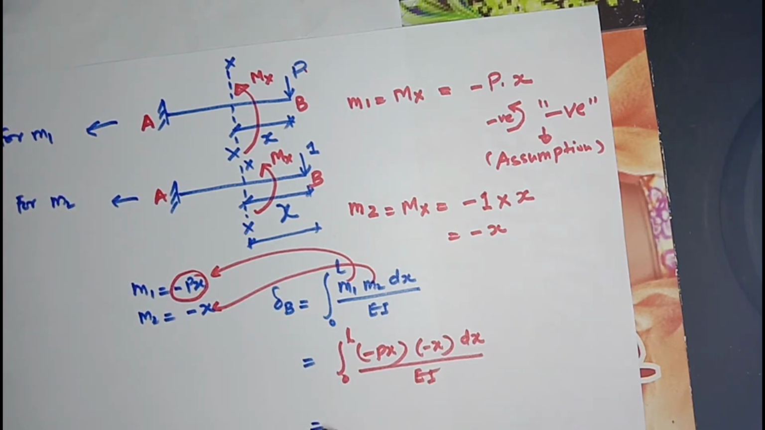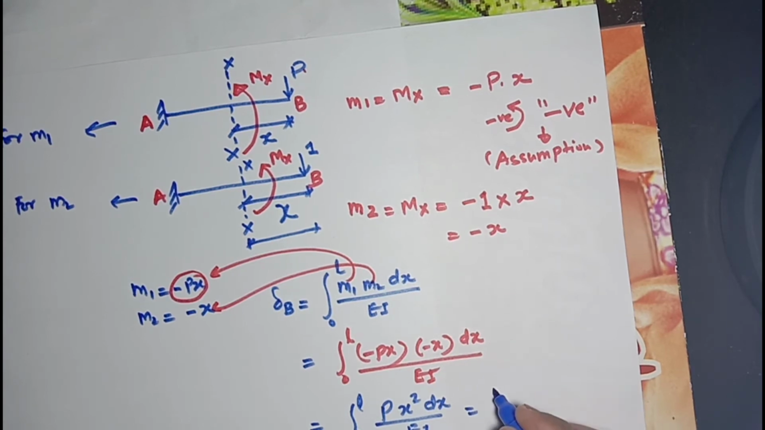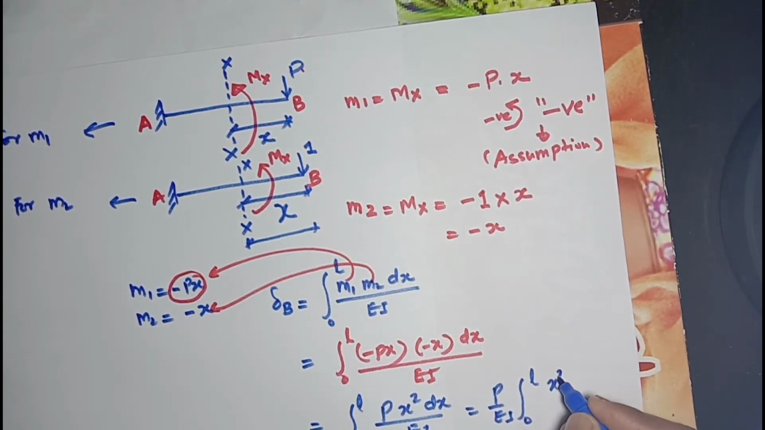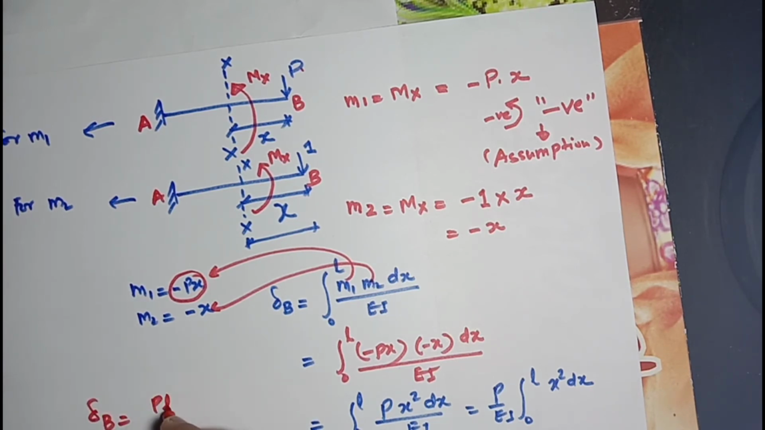Now it will be integral 0 to L, minus times minus is plus, so Px square dx divided by EI. Taking P over EI outside of this integral, so P over EI will come outside of the integral 0 to L of x square dx. The integral of x square is x cubed by 3, so P over EI times x cubed by 3 ranging from 0 to L, so it will come as PL cube divided by 3EI. So delta B will be PL cube divided by thrice EI. This is the deflection.